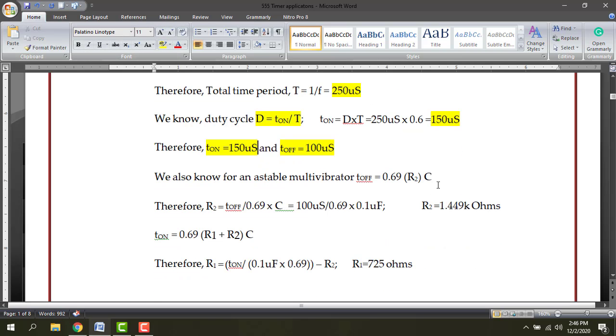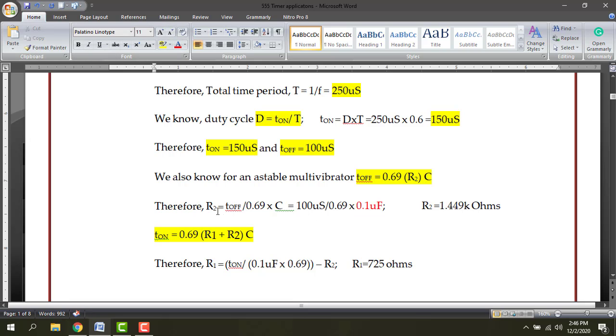Then we know the formula T off is equal to 0.69 into R2 into C, whereas T on is equal to 0.69 into R1 plus R2 into C, because the capacitor charges through R1 plus R2 and it discharges through only R2. So T off is equal to 0.69 R2 C and T on is equal to 0.69 into R1 plus R2 into C. Using this formula, we assume the capacitance value as 0.1 microfarad. This is assumption one.